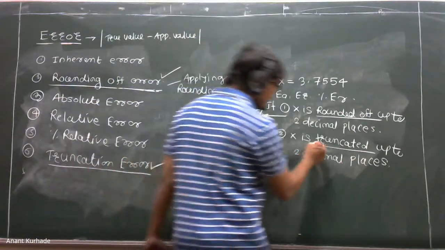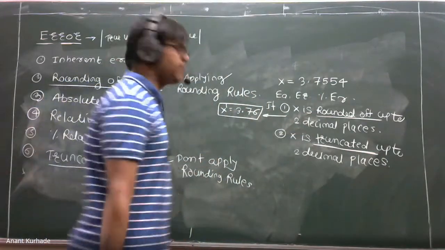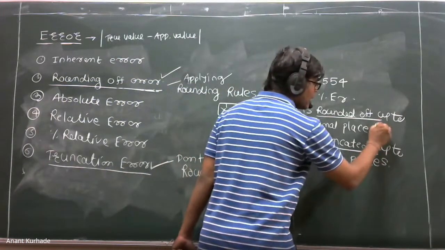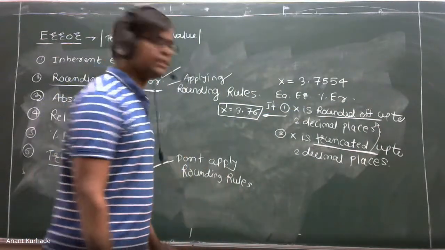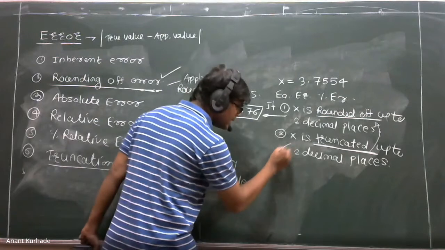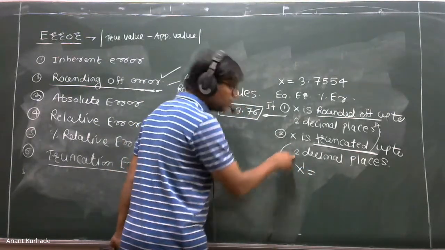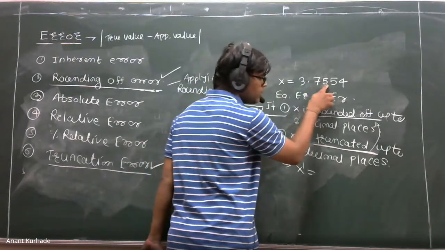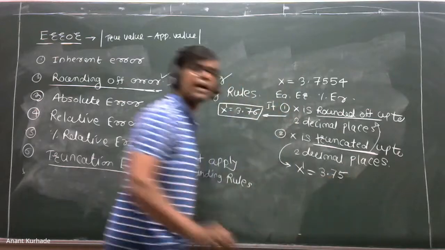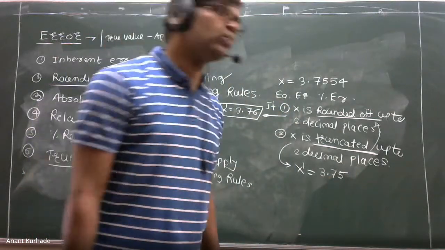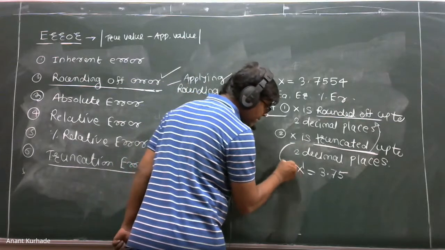While truncating any number up to any decimal places, don't apply the rounding rule. Keep it as it is. So for this, the value of x dash is, count up to two decimal places, 1, 2, and write down x dash is equal to 3.75. You don't apply rounding. Remember this. For truncation error, keep the numbers as they are.